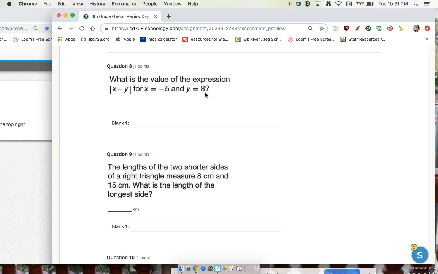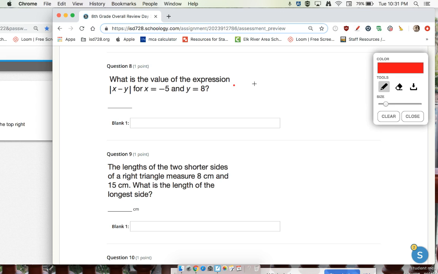So negative 5 minus 8, and then don't forget that it's really plus a negative. Negative 5 minus 8. Minus 8, 9, 10, 11, 12, 13. That would be a negative 13, which is 13 from 0.